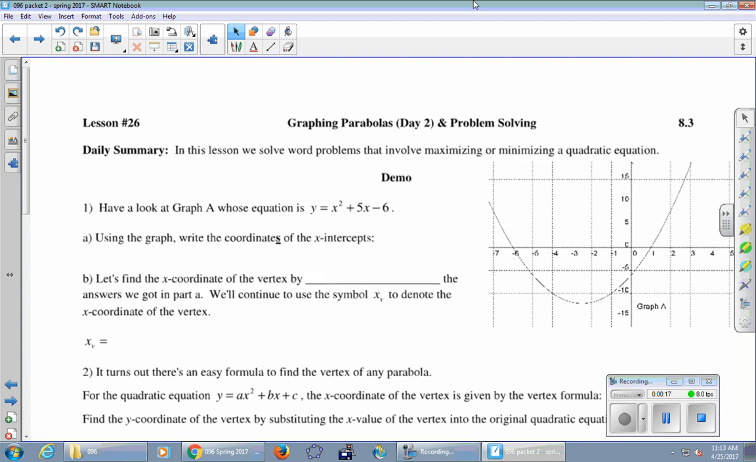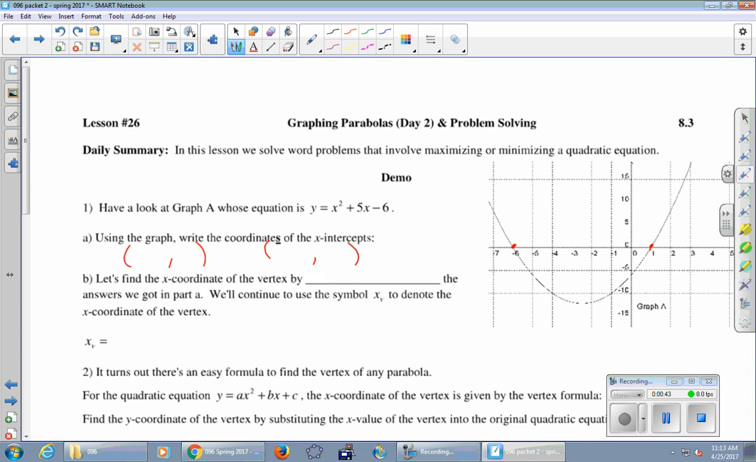It says, have a look at graph A, whose equation is given by y equals x squared plus 5x minus 6, and I've drawn the parabola here for you. Using the graph, write the coordinates of the x-intercepts. So go ahead and put a dot on the two x-intercepts, and then estimate their coordinates and write them down in that blank space. And note the coordinates, each point has two numbers associated with it. So go ahead and write them with parentheses.